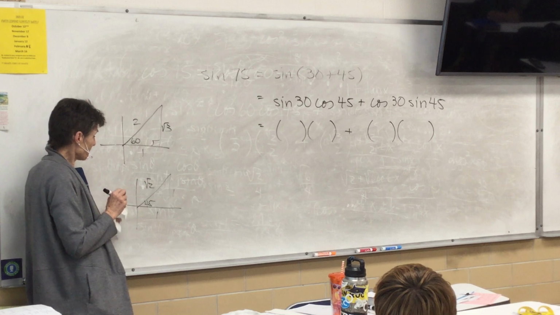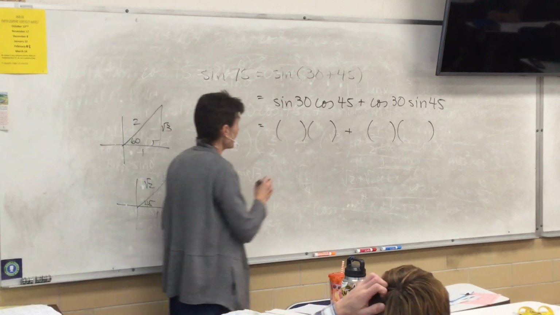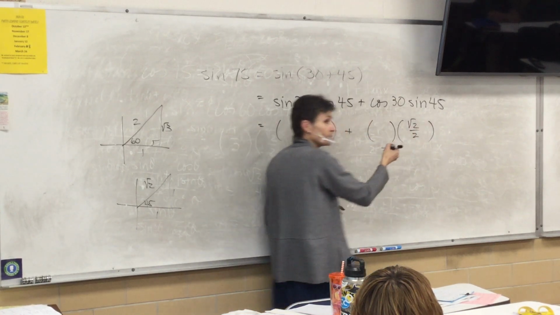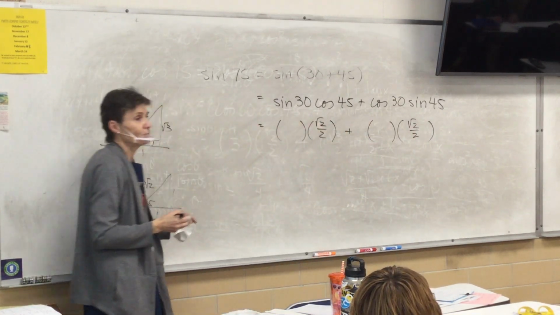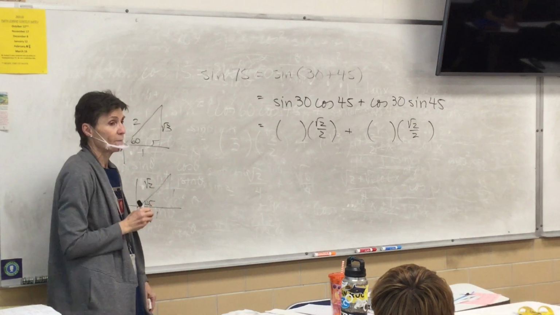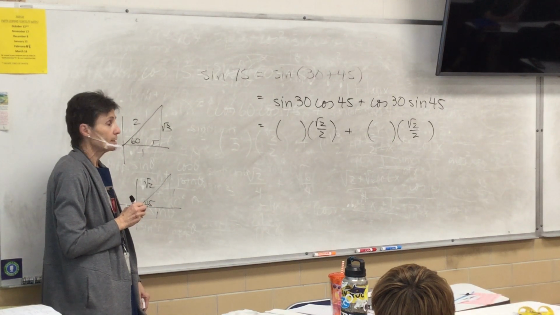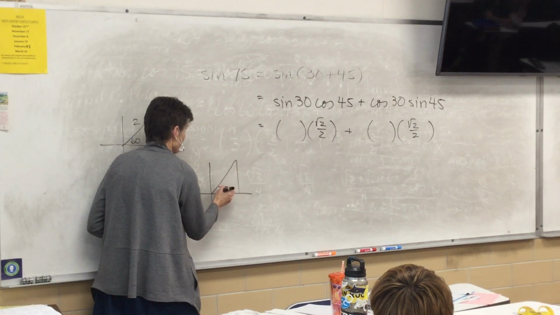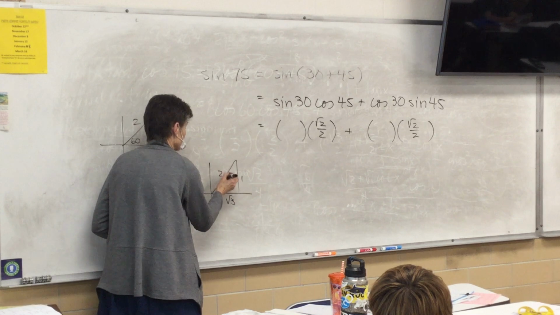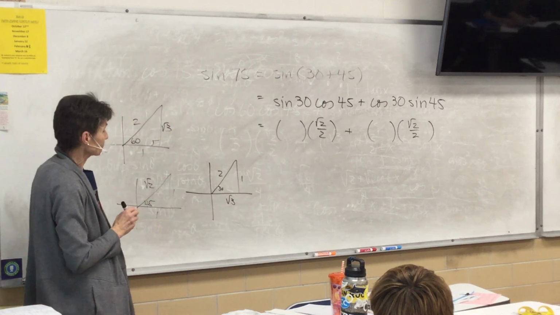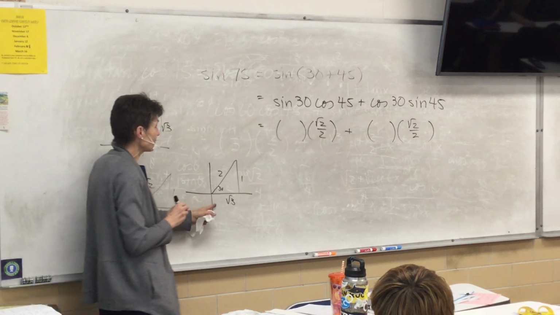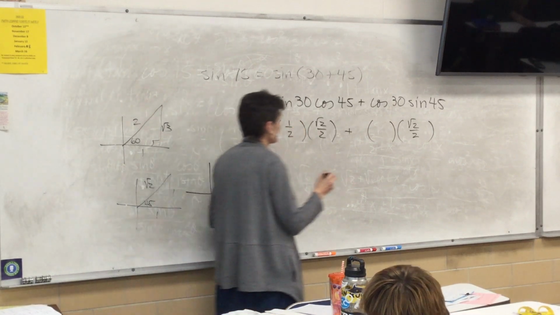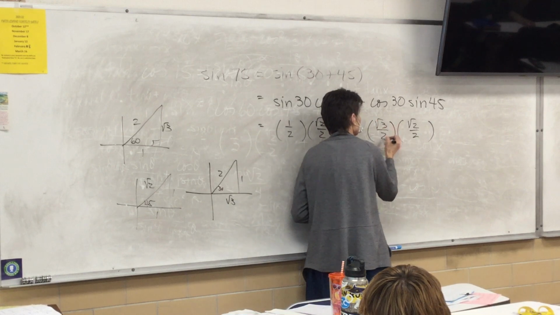All right, so I got my 45s. So the cosine and sine of 45 are root 2 over 2. Everybody okay with that? After you do a few of these, you're going to have a bunch of stuff with these numbers memorized. Now, I don't have my 30 picture drawn, so I'm going to go ahead and draw my 30. So the sine of 30 is 1/2. And the cosine of 30 is root 3 over 2.